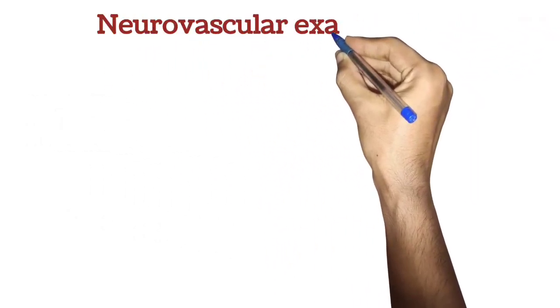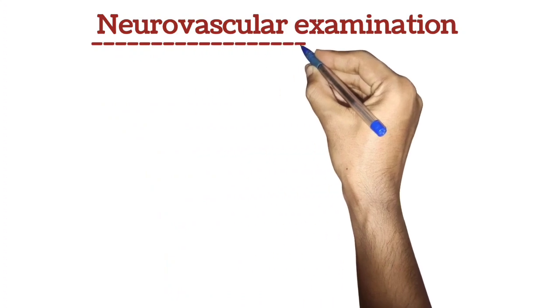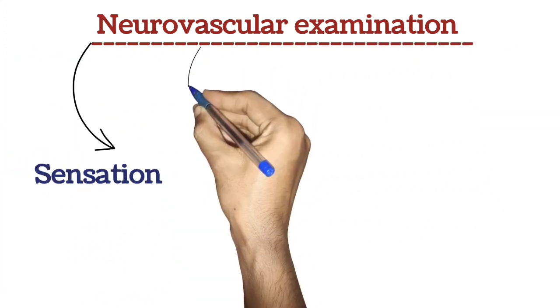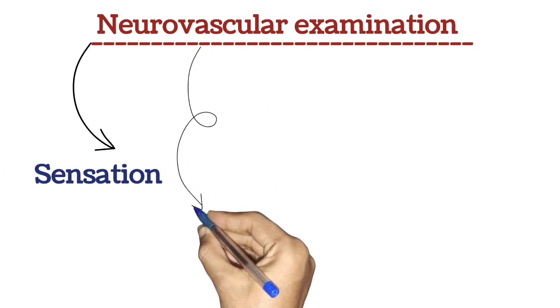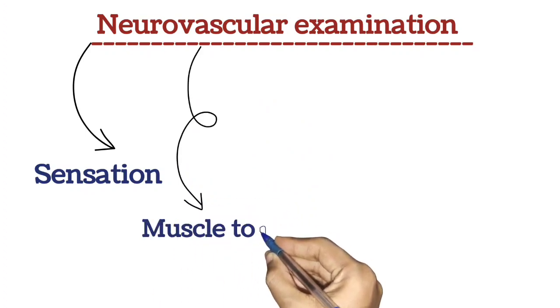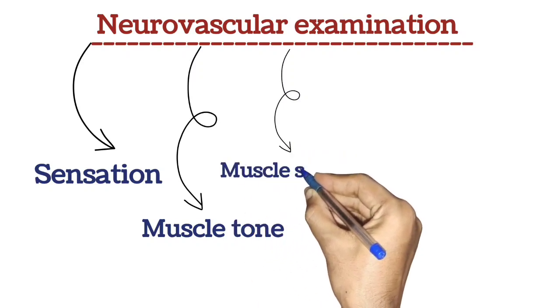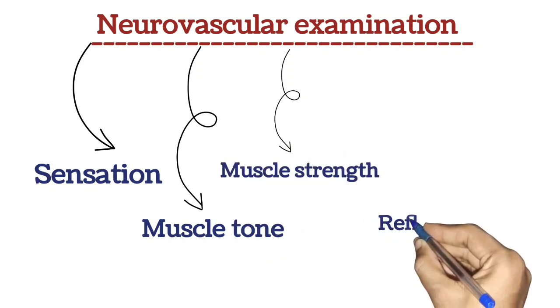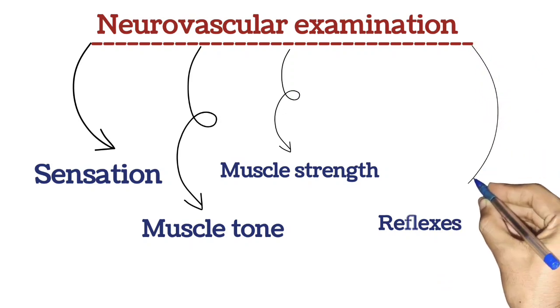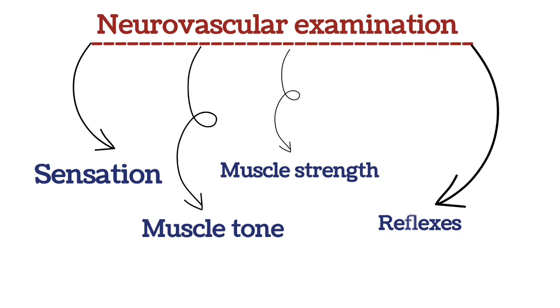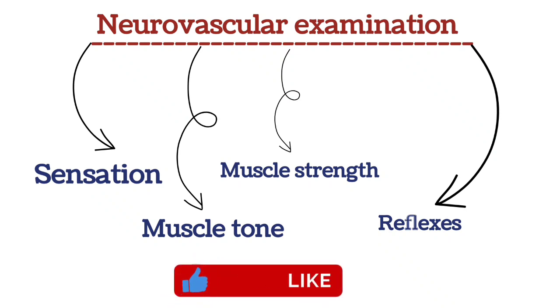4. Neurovascular examination. Evaluate sensation, muscle tone, muscle strength, and reflexes to assess the neurological function of the spine. Check all peripheral pulses to ensure proper blood flow, as vascular claudication in the limbs can sometimes mimic symptoms of radiculopathy, nerve root compression, or spinal canal stenosis, narrowing of the spinal canal.